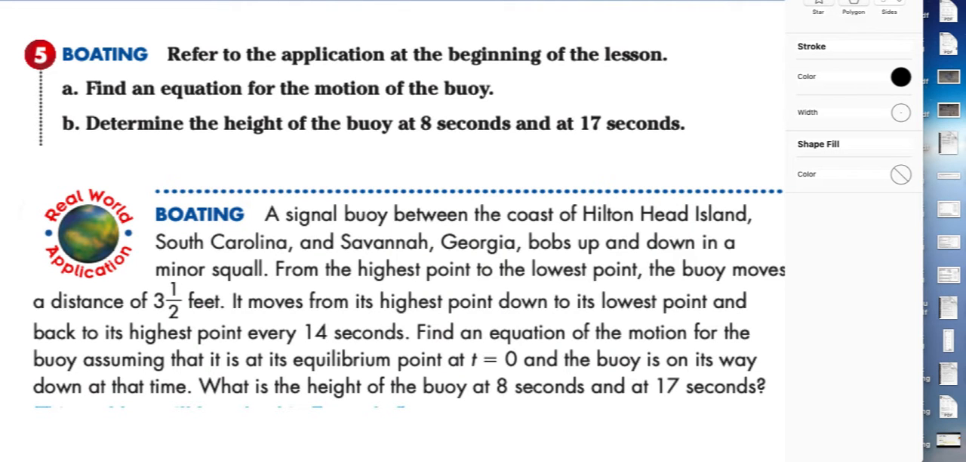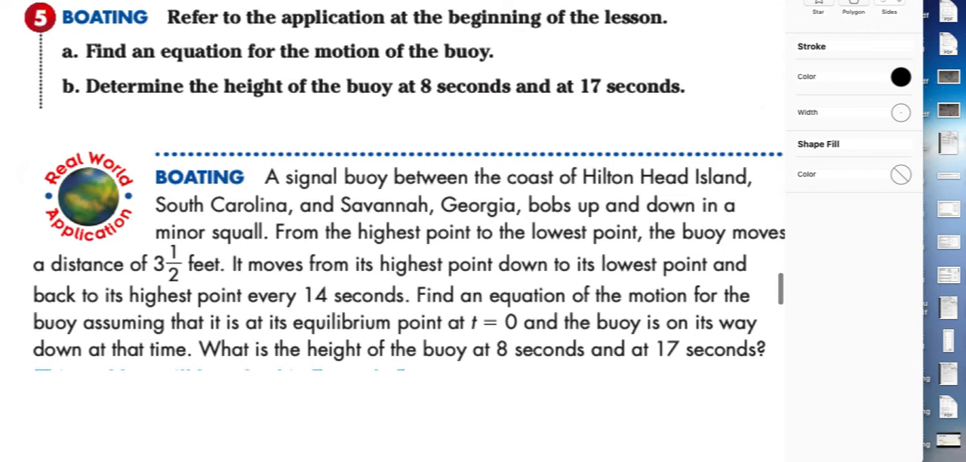Here in example 5, we're going to be referring to the application in the beginning of the text. After we read through this, we're going to be finding an equation for the motion of the buoy. And then we're going to determine the height of the buoy at particular times, at 8 seconds and 17 seconds.